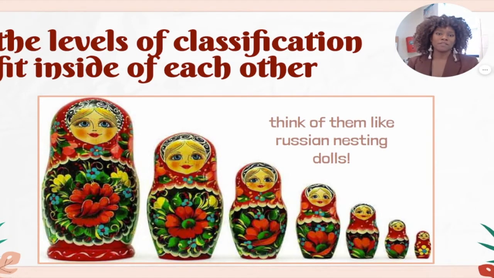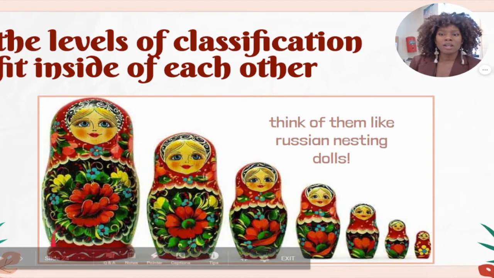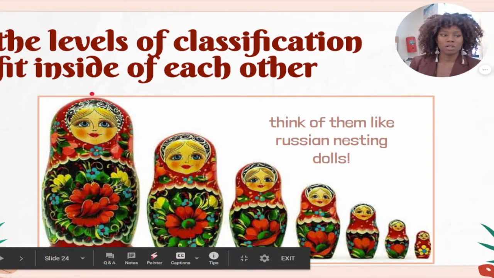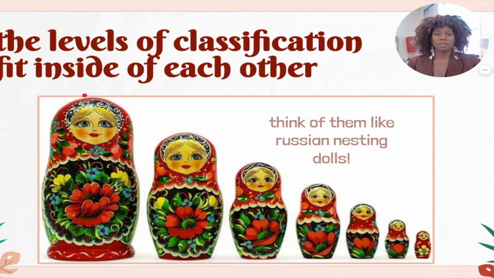Okay, so like the video said, and like I've been trying to explain, the levels of classification are going to fit inside of each other. Do you guys know what these are? These are little Russian nesting dolls. Say you have a doll, you open it up, and there's a smaller one in it. Then you open up the smaller one, and there's a smaller and smaller one, right? They all fit inside of each other. Well, the levels of classification are the exact same way.